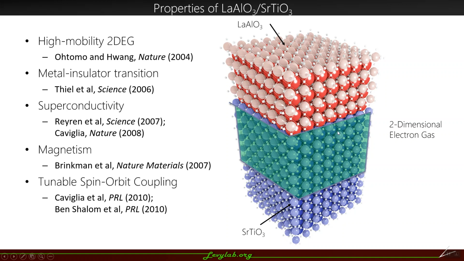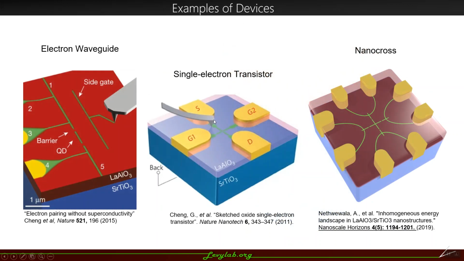We know that the properties of this two-dimensional electron gas are strongly correlated to the thickness of the lanthanum aluminate, and for such thicknesses of the LaO as 3 to 4 unit cells, we find that the two-dimensional electron gas takes on a base insulating phase, but it can be locally transitioned to a conducting phase. We use this property to create devices in LaO-STO, such as electron waveguides, single electron transistors, nanocross devices, and more.